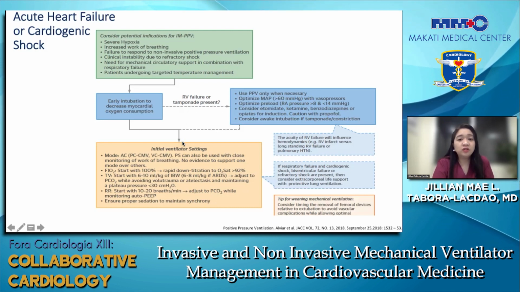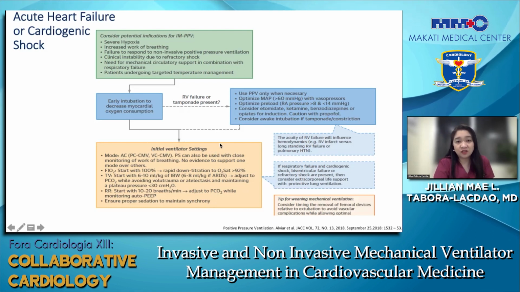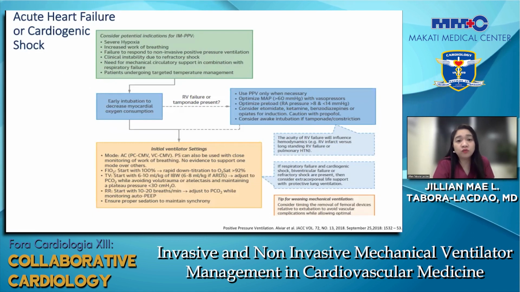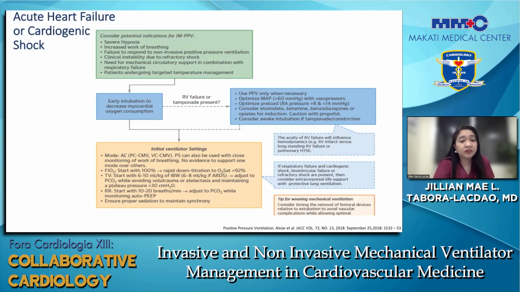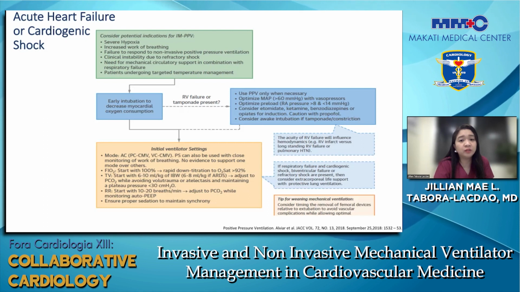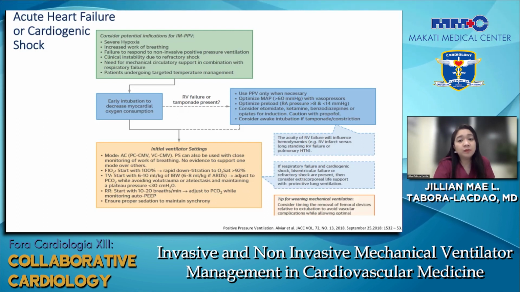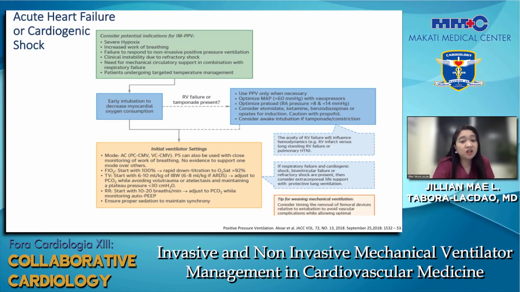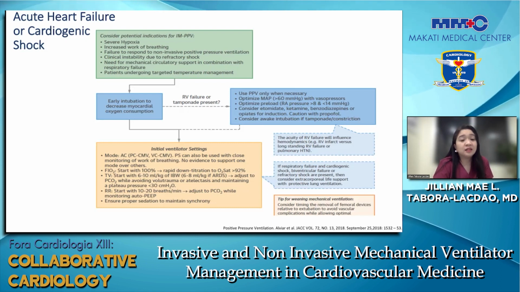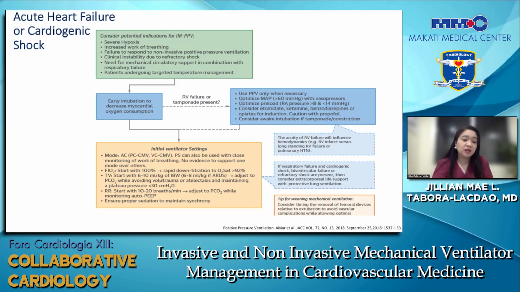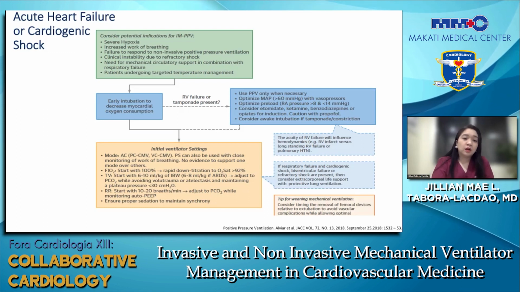And once you intubate the patient, these are the initial ventilator settings. Again, you may try AC, PCMB mode, volume control mode, pressure support, with close monitoring of work of breathing. You start the FiO2 at 100% and titrate it down to keep O2 saturations at 92 to 94%. Tidal volume, you usually start at 6 ml per kilogram of ideal body weight and adjust the PCO2 while avoiding volutrauma or atelectasis and maintaining, again, the plateau pressure of 30 because you do not want lung injury.